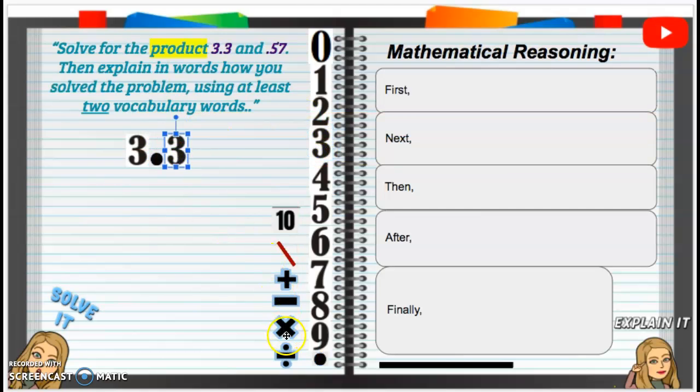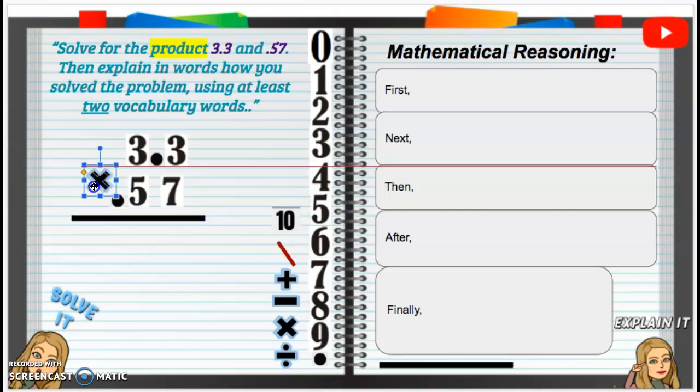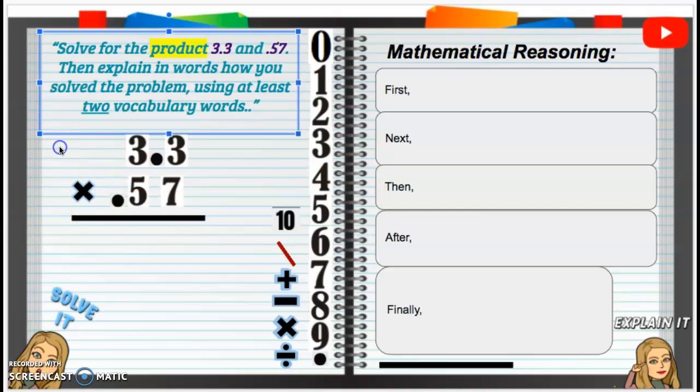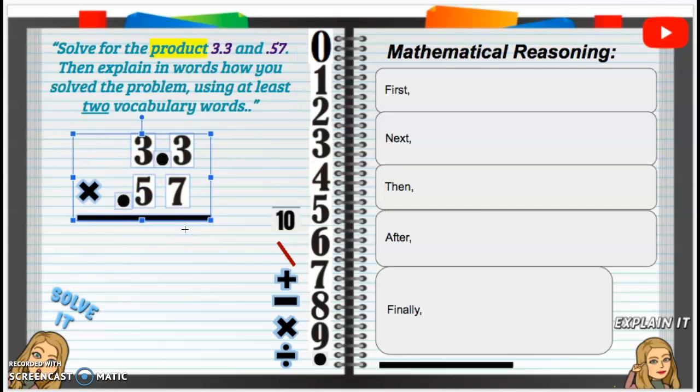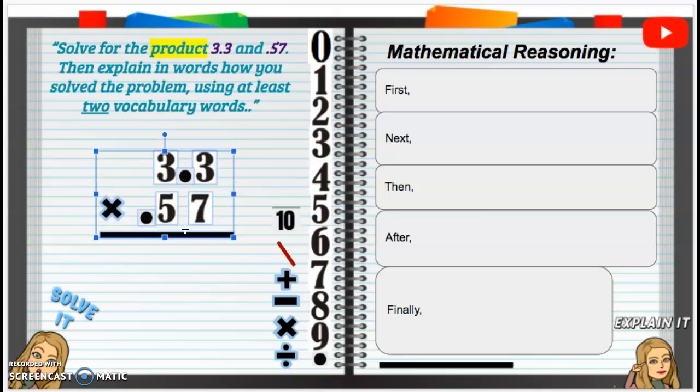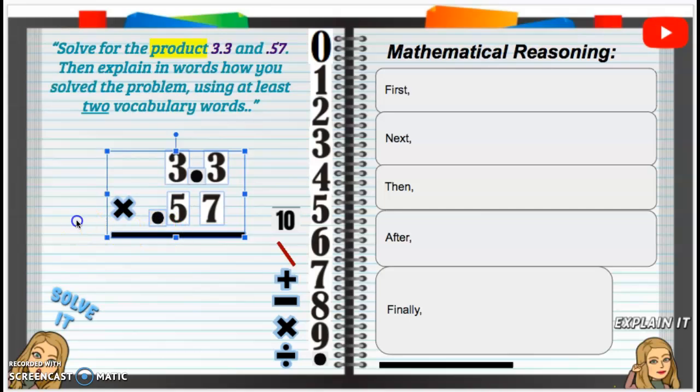times 57/100. Perfect, 57/100. Awesome. All right, now I'm going to put this over here. All right, so now we have our problem. 3 3/10 times 57/100. All right, so what we're going to do first?